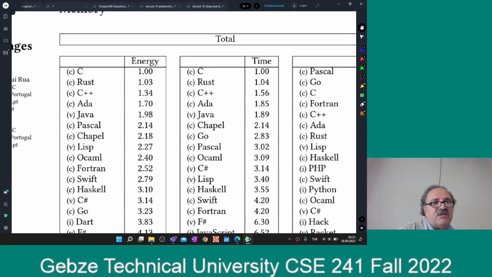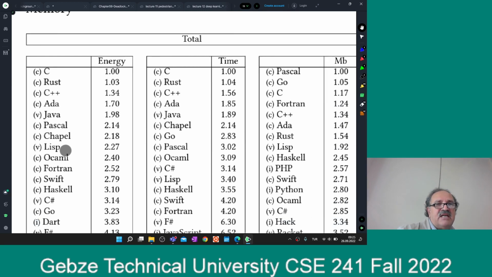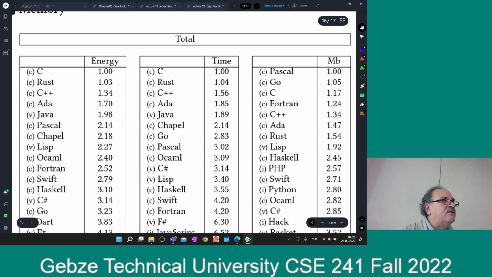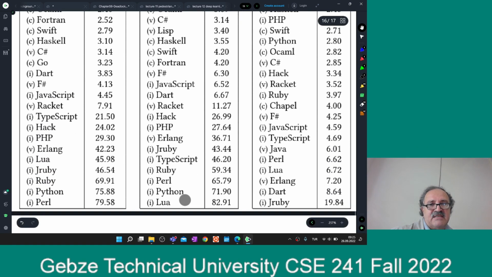Unfortunately, we don't teach Lisp much in this department, other than the programming languages course that you will be taking next year. There are lots of variations of Lisp. Although Lisp is interpreted, it is energy efficient. In terms of time, again, C is very good. You won't beat C in terms of time. Python, as you might have guessed, will be very, very slow.